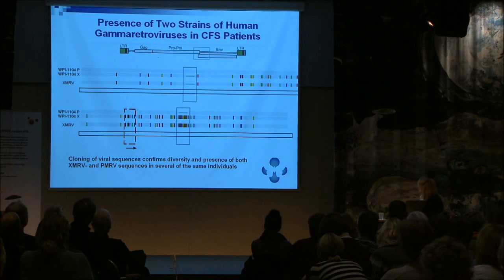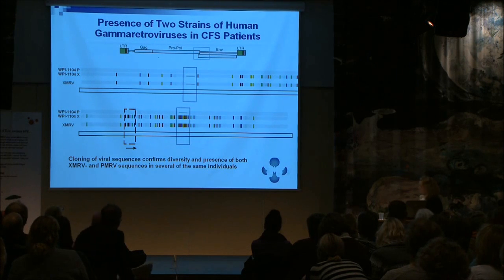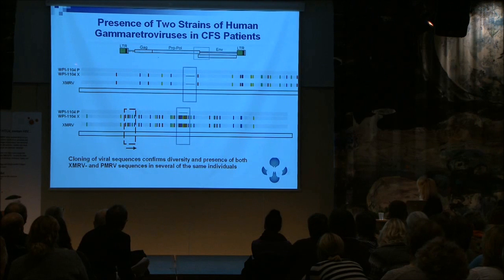This is her P strain, which looks like this, but I'm sorry, the computer transformed the map a little bit badly. But this is the polytropic, and so you can see both X and P across the entire envelope region shown here in the box.